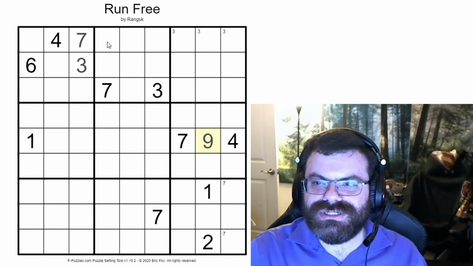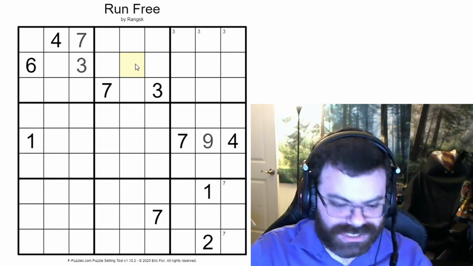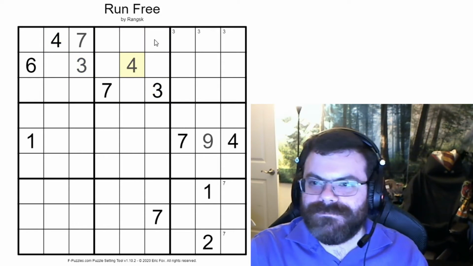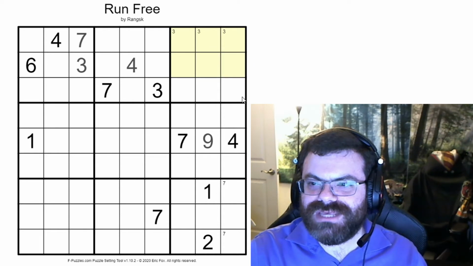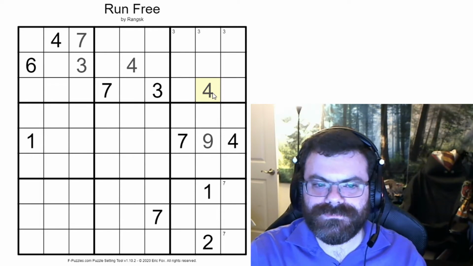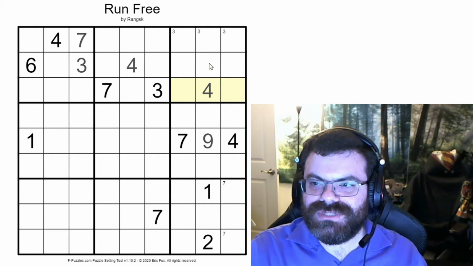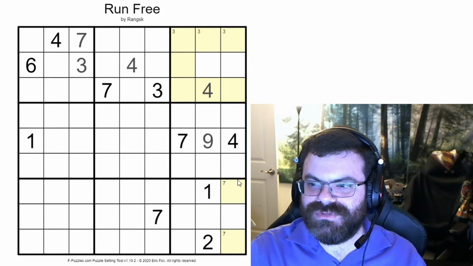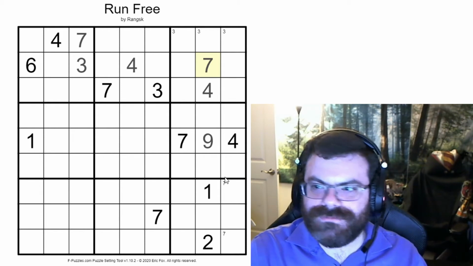Something else we can notice here is that 4 is unavailable in that row because of this 4, but also there's a 3 here, which blocks a 4 from being here, and this 3 blocks a 4 from here and here. So this is the only spot in box 2 for a 4. Also, 4s can't be here, 4 can't be here, and this 3 prevents this from being a 4. So we can put a 4 right here. And also 7s are blocked here and here and here. These two 7s also prevent the 7 from going in column 9. So this is the only spot for a 7.